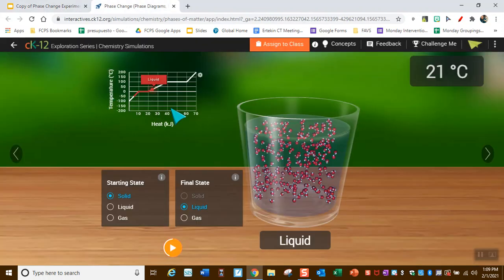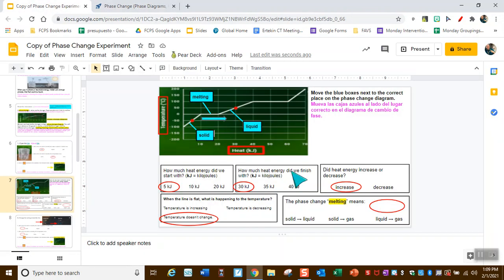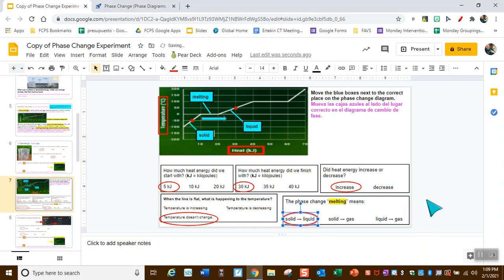So here we observed melting. The phase change melting means solid changes to liquid, solid changes to gas, or liquid changes to gas. Which one is it? Very good. Melting means we start with a solid and we end with a liquid. Okay? So you guys are going to do the same thing, very similar to this, for the next 3 steps.